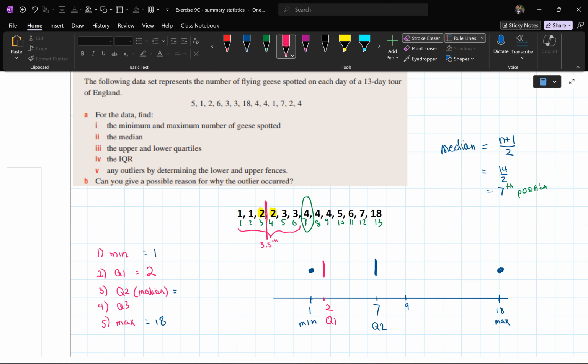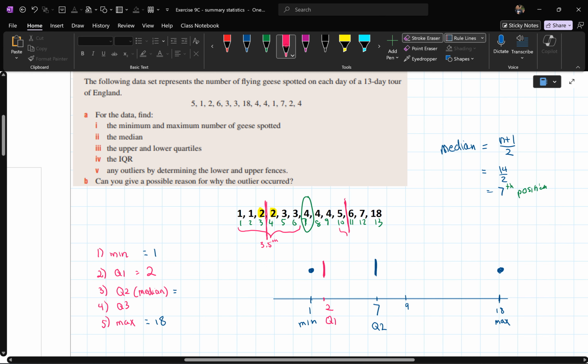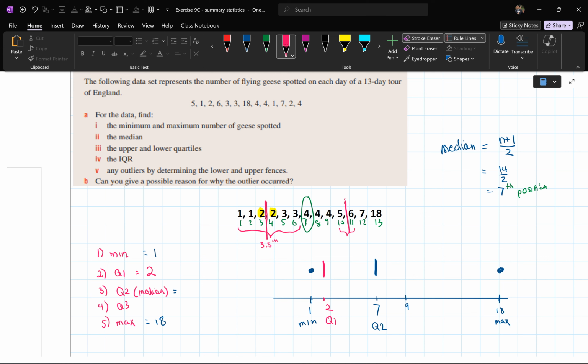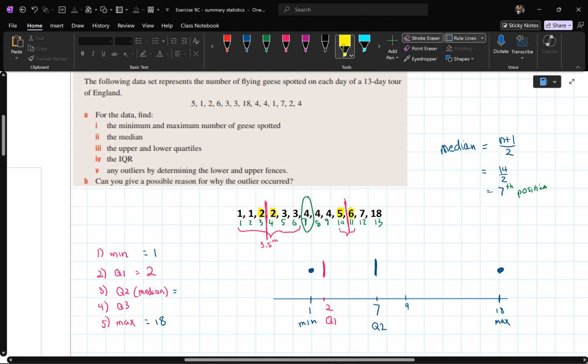Let's go now to Q3, which is the middle of the upper half. We said it was 3.5, right? Because there's 6 digits here. So it's 3.5. That's 1, 2, 3. 3.5 must be between these two numbers here. Okay, so if it's between these two numbers, what are the two numbers? It's 5 and 6. What's the middle of 5 and 6? 5.5. So I now know Q3 is equal to 5.5.